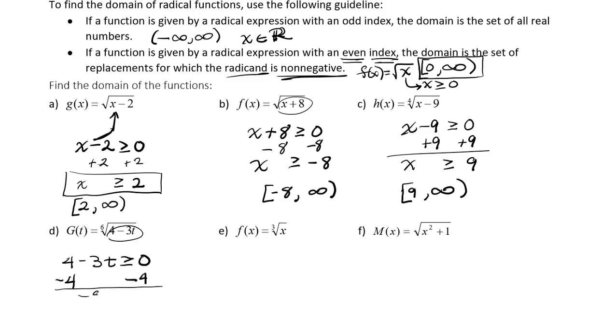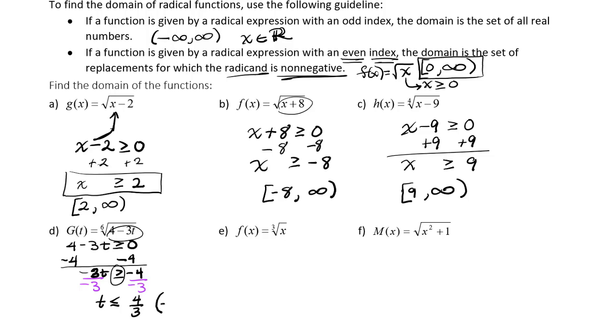This will give us negative 3t is greater than or equal to -4. Then let's divide by -3. Remember, with inequalities, if you divide by a negative, you have to flip your inequality over. So t must be less than or equal to 4/3. If we write this as an interval, we would say that this must exist from -infinity to 4/3.